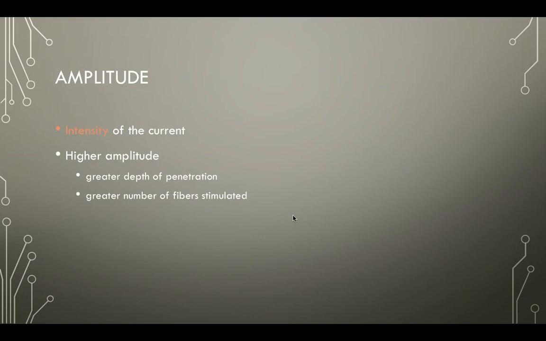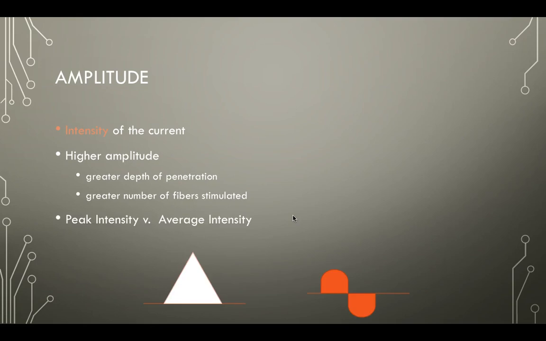Okay, so our first term, we have amplitude or intensity. These two are used interchangeably a lot of times. And it's the intensity of the current. So when we look at the wave itself, we're talking about the peak that wave gets to. So the higher the amplitude, or the higher the intensity, the greater the depth of penetration we get, and the greater number of fibers that we can stimulate.